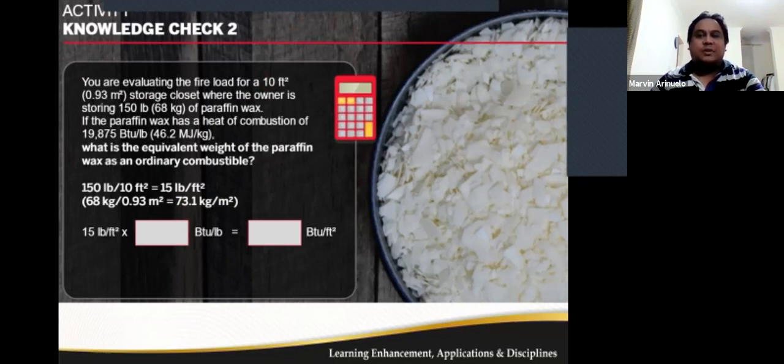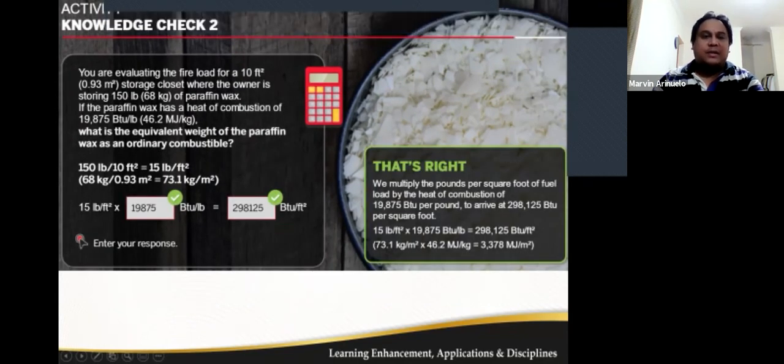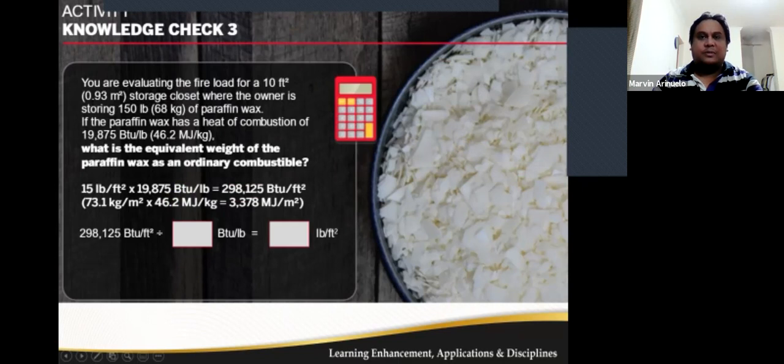The next step in the calculation is to use the fuel load figure in the average load calculation. And the answer, we will multiply the 15 pounds per square foot by 19,875 BTU per pound. So you will get BTU per square foot, about 298,125 BTU per square foot. And the last step is to convert this figure to the equivalent weight of ordinary combustible. And please round up to the nearest 10 after the decimal.